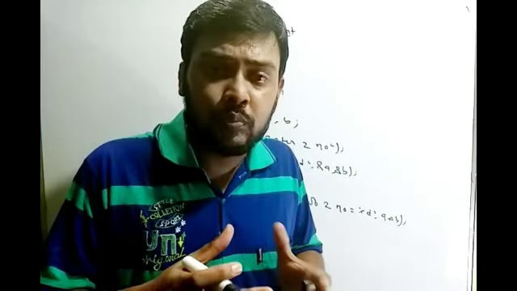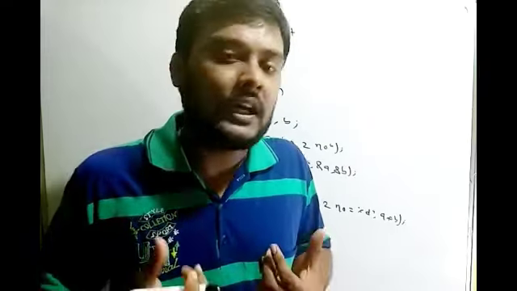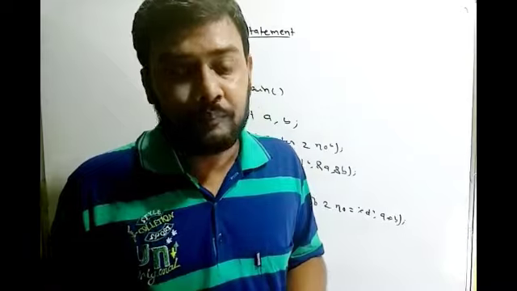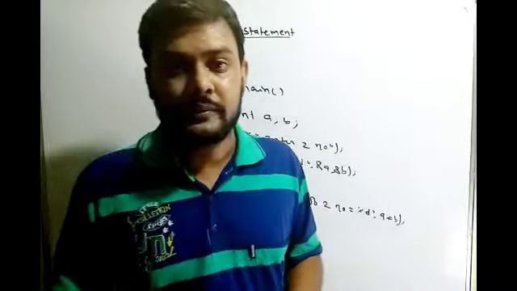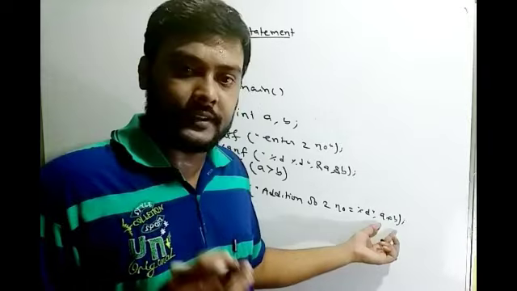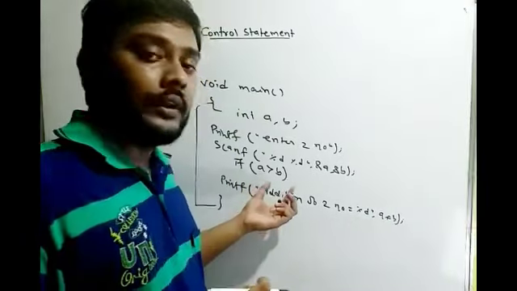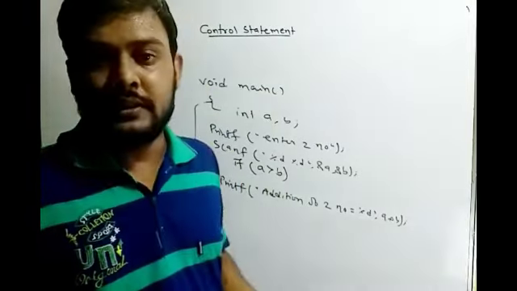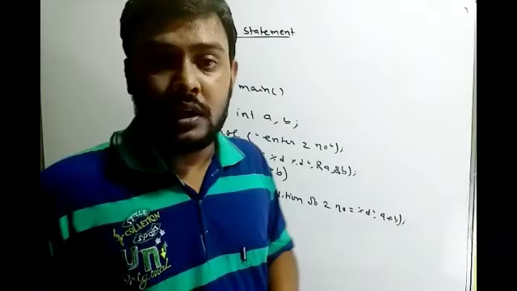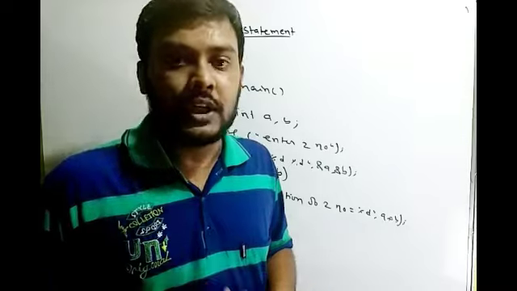For that purpose we use a control statement like if a is greater than b, then only we show the addition of two numbers. That is the control statement. It means control of the flow is in the programmer's hands. We show the addition of two numbers when a is greater than b. You can put any other condition in that particular if block. That is the control statement.